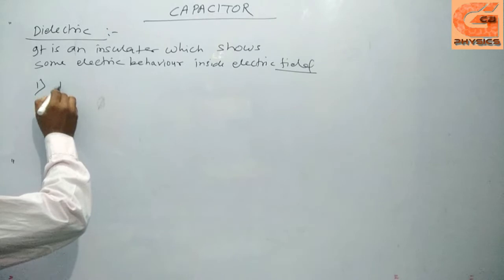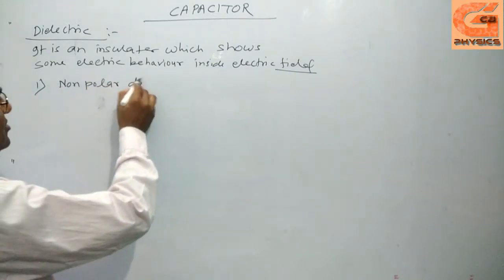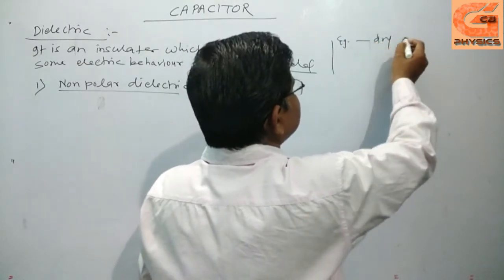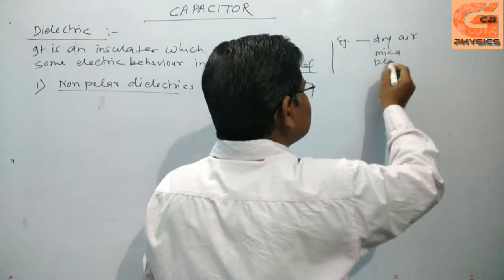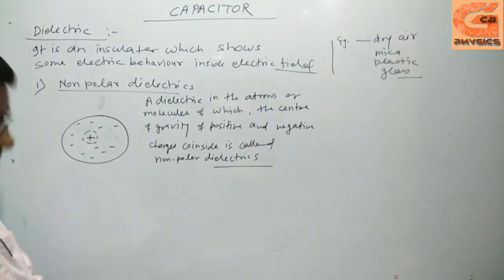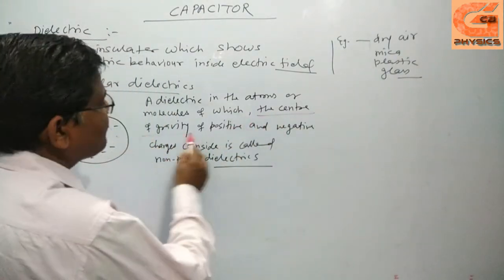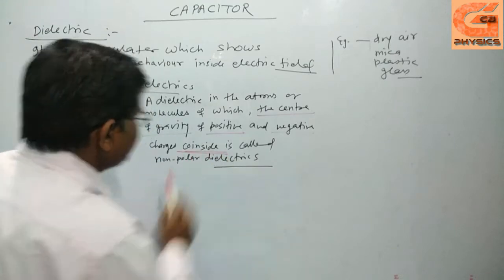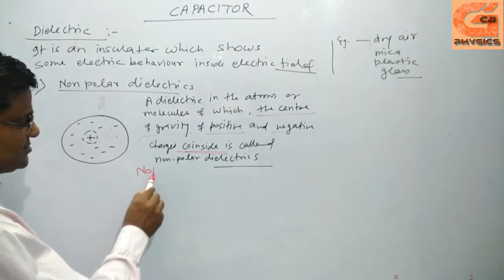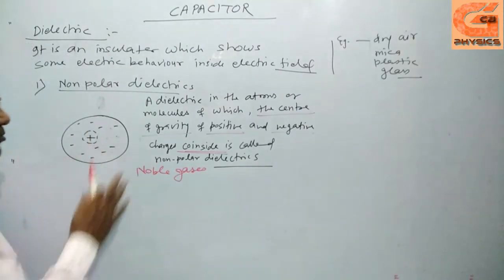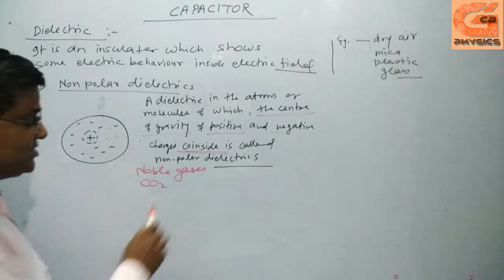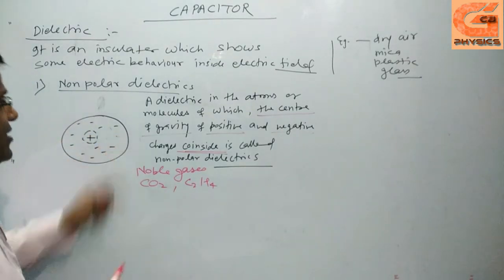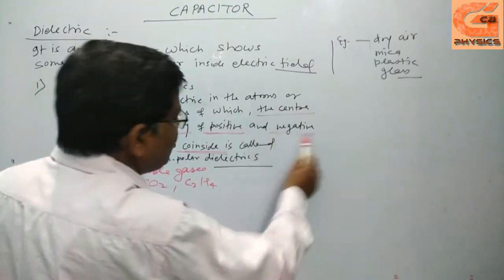There are two types. First is non-polar dielectrics. Examples of this are dry air, mica, plastic. Non-polar dielectrics are dielectrics in which the center of gravity of positive and negative charge, this is the positive charge and this is the negative charge, both coincide. Noble gases are non-polar, and CO2 is also non-polar. C2H4 is also non-polar. Non-polar means the center of gravity of positive charge and the center of gravity of negative charge are on one side.